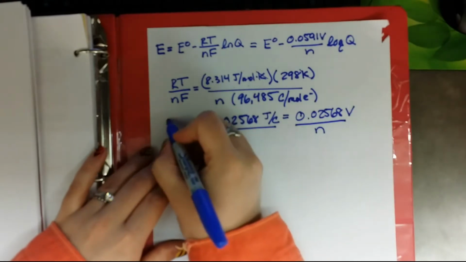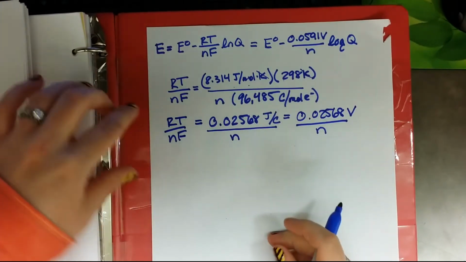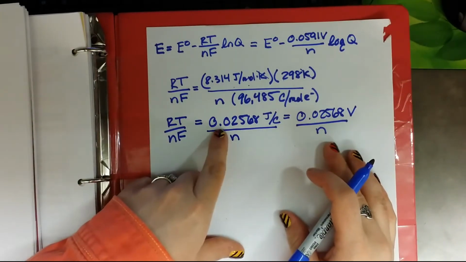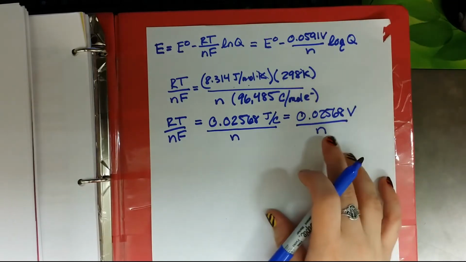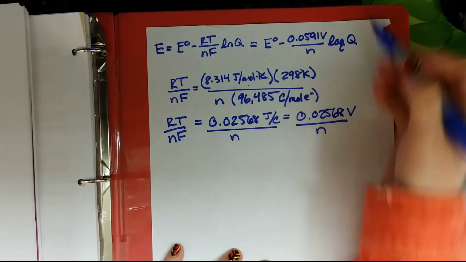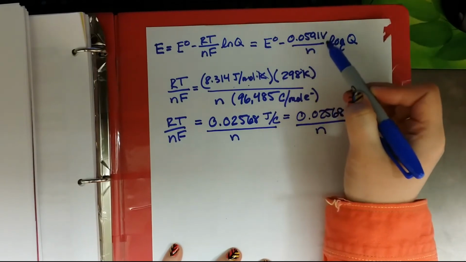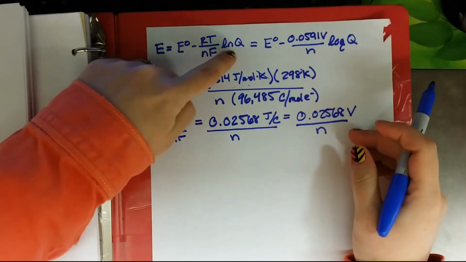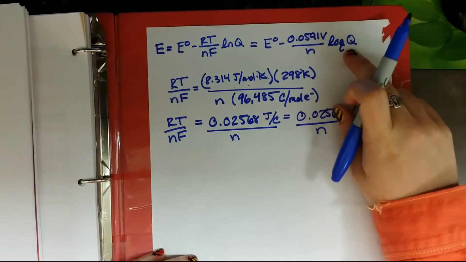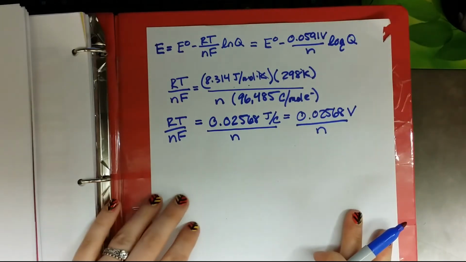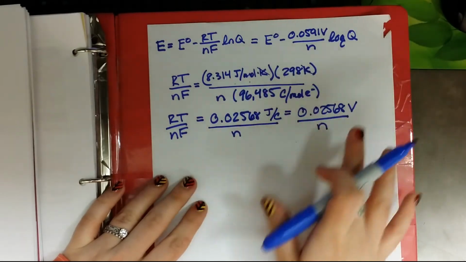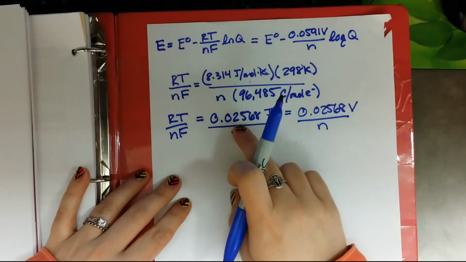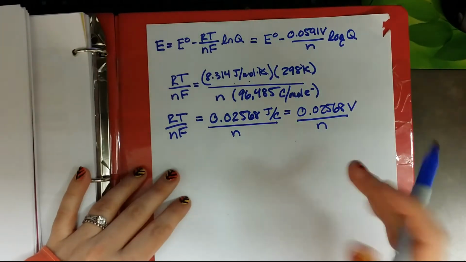So RT over NF at 25 degrees Celsius gives you 0.02568 volts over N. This is definitely not the same thing as the 0.0591 volts over N that you get up here. The difference between these two numbers comes from the fact that you have a natural log for this equation and a log with a base 10 for this equation. So I'm going to set those equal to each other and see what the actual difference between these two numerical values, 0.02568 and 0.0591, ends up being.